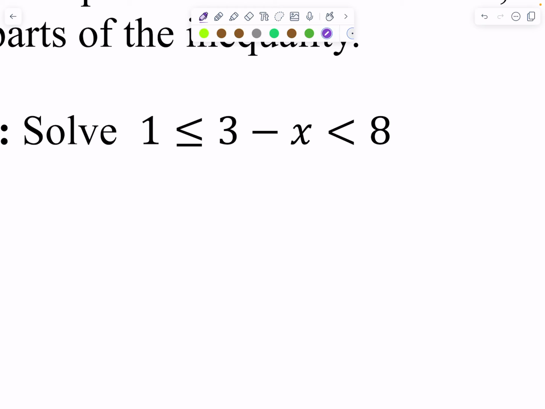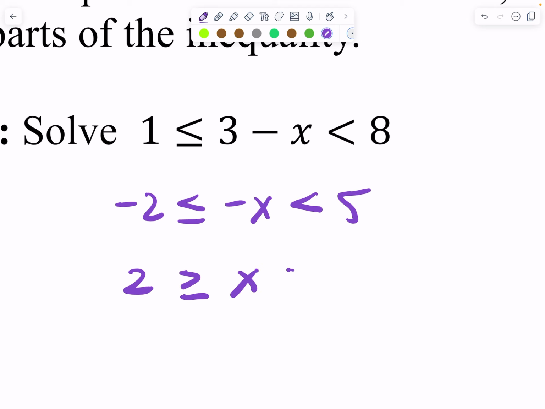So for this one, we want to get x by itself in the middle of the inequality. I would think about subtracting by 3 on each part to get -2. We still have negative x in the middle, and then 5 is the upper bound there. And when we think about dividing by -1 or multiplying by -1, we do have to remember to switch the direction of the inequality symbols.